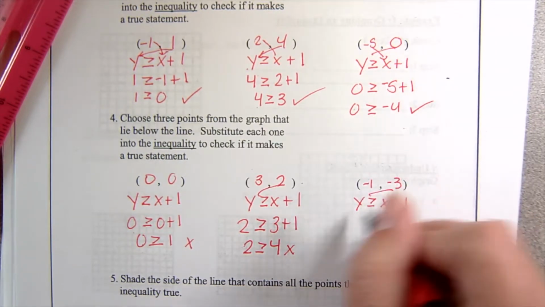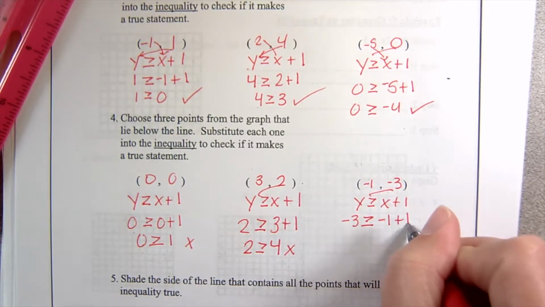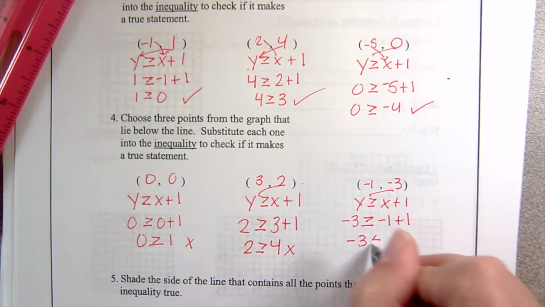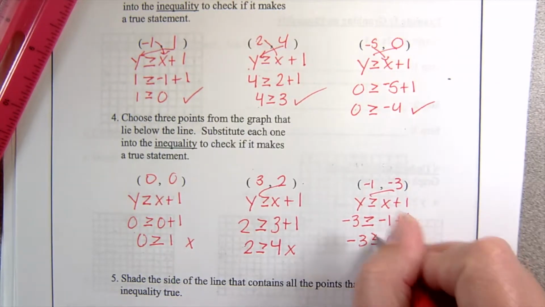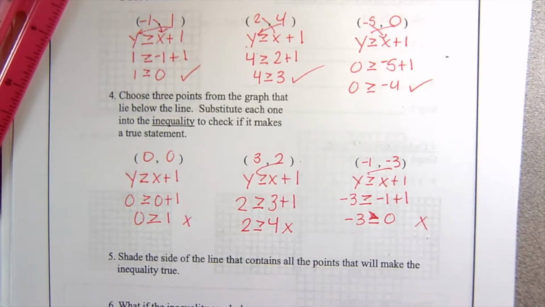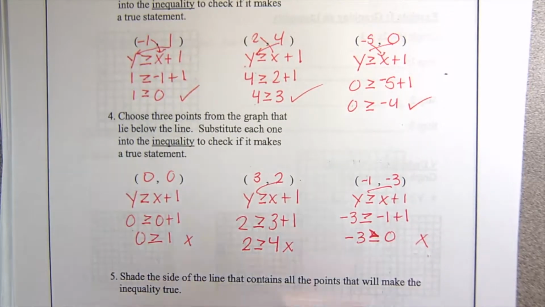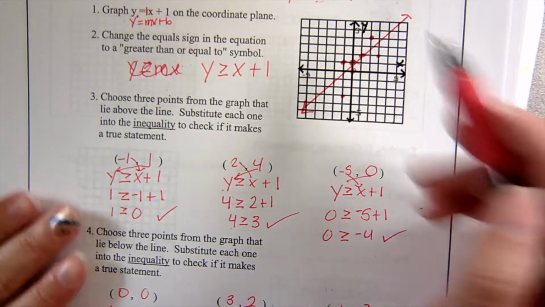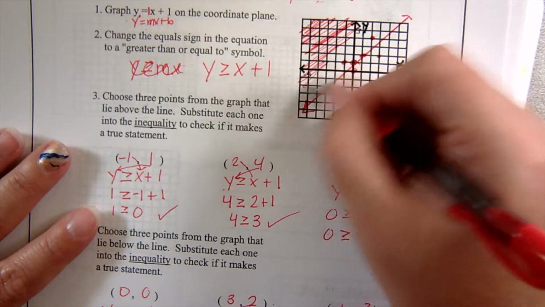Plug in negative 3 for y. Negative 3 is greater than or equal to negative 1 plus 1. So negative 3 is greater than or equal to 0. Is that true? No. Sorry, I put my sign the wrong way. No, that's not true. So it says shade the side of the line that contains all of the points that will make it true. So which side is true? The top. All the points we plugged in from above were true. So we're going to shade that whole part of the graph.